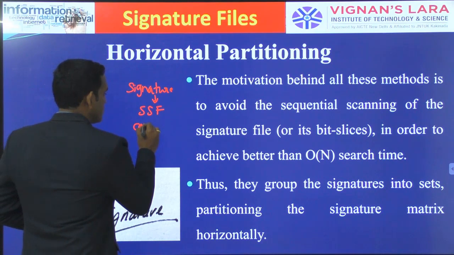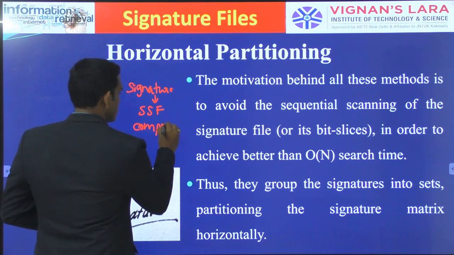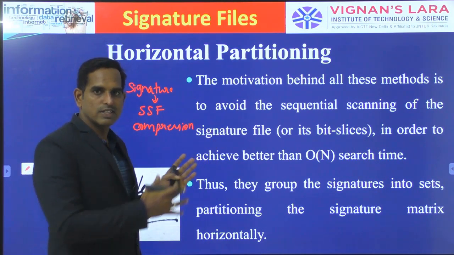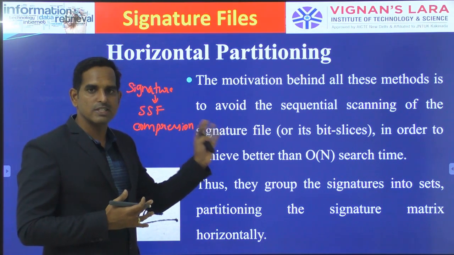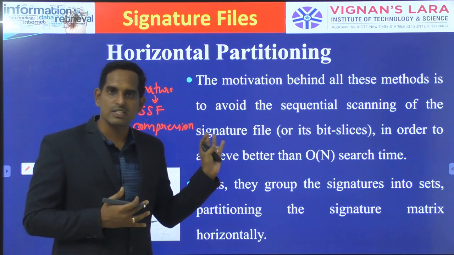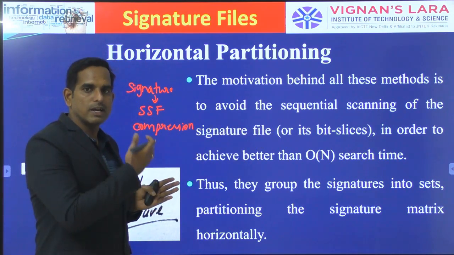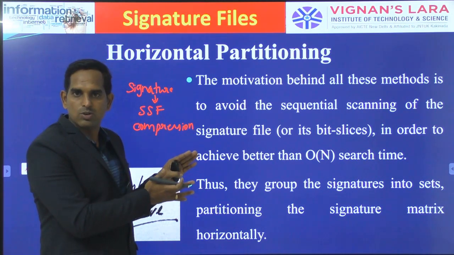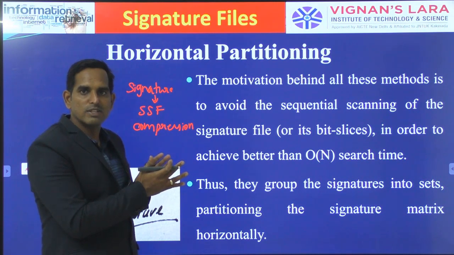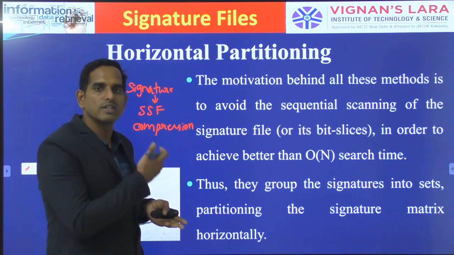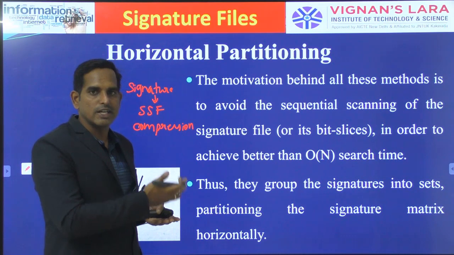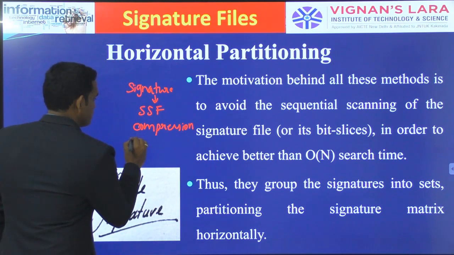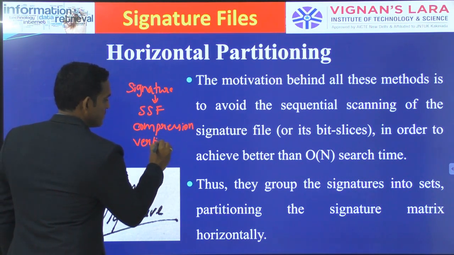Then we looked at the compression techniques. In the compression techniques, we took a larger f value, that is, you take a larger number of bits to represent your sequential signature file signatures. We'll be compressing that particular file, performing the same thing on the rows, so that your searching will be faster, but it will take more space overhead. Then we looked at vertical partitioning in the previous session.